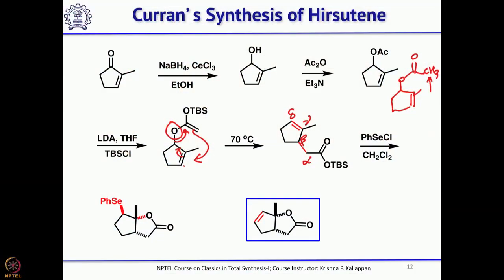As you know, once you have the seleno group, then treatment with hydrogen peroxide at 0 degrees, one can easily eliminate the phenyl selenic acid to introduce the double bond. It is a syn elimination to get the corresponding bicyclic lactone. So the bicyclic lactone was obtained in 6 steps from commercially available 2-methyl cyclopentenone. And the next step is to make the nucleophile, and that should undergo an SN2 prime reaction.